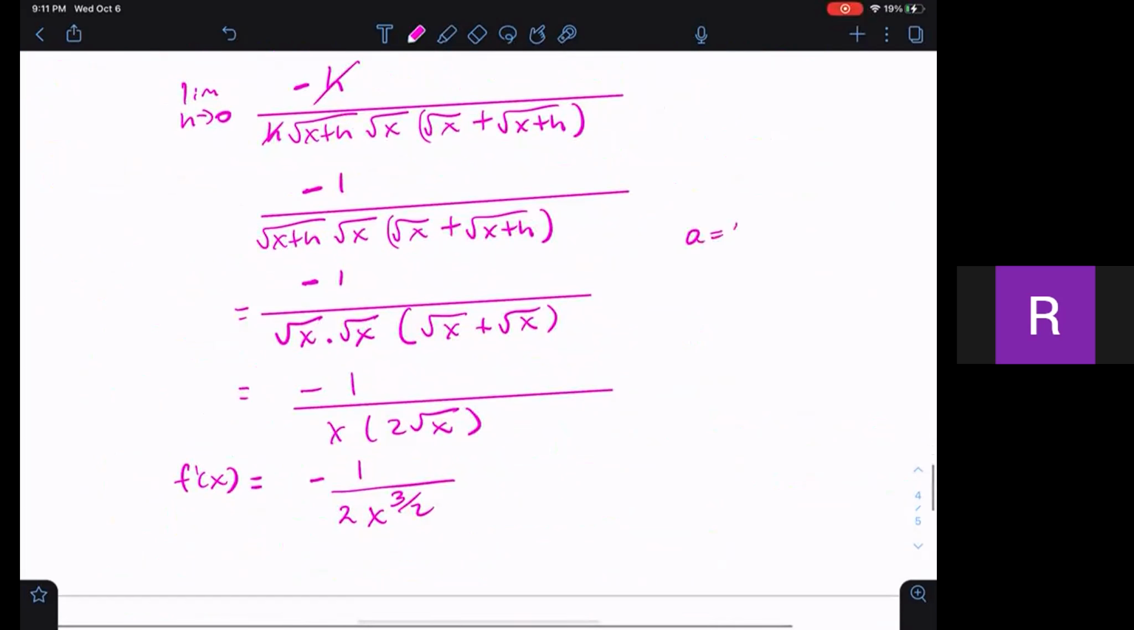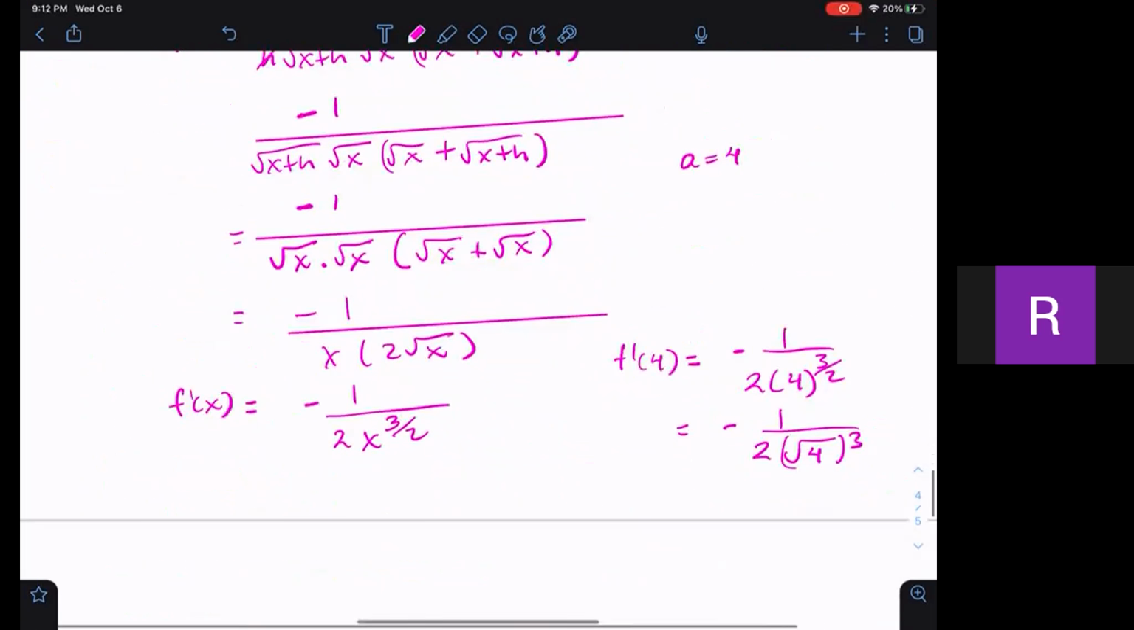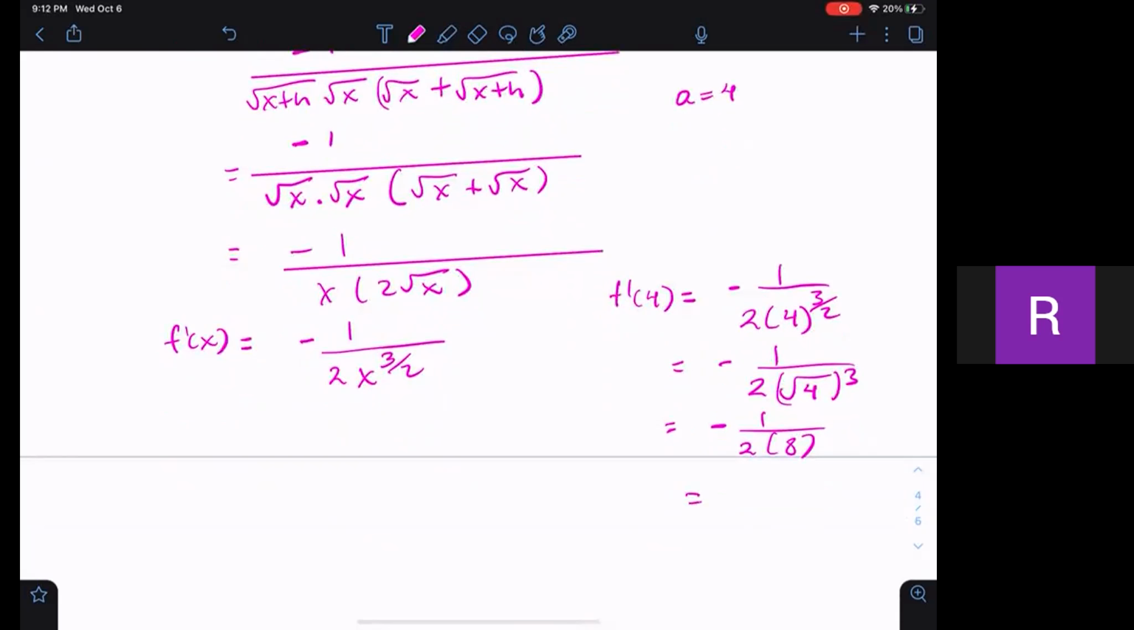So when a equals 4 is basically x equals 4, right? So if you plug that 4 into the derivative, that will give you the slope of the tangent line at 4. So this is -1/2 times 4 to the 3 halves, right? So this is basically -1/2 square root of 4 cubed. 2 cubed is just 8, and you just need to compute, right? So this is -1/16. So this is the slope of the tangent line at 4.